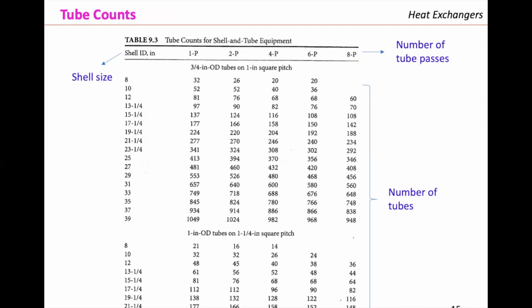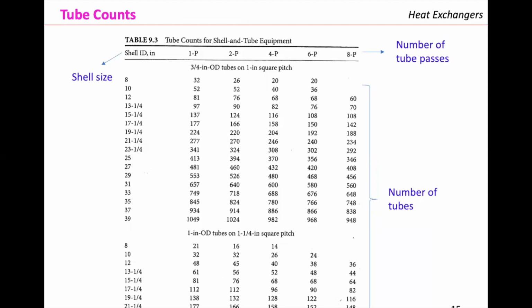Also, we'll deal with this table later when we are designing heat exchangers. And these tables help us to accommodate the number of tubes depending on the number of tube passes that you have in here and the nominal size of the shell. Okay, so later on I will show you how to use this table, but you also have this table in your notes for heat exchanger design.